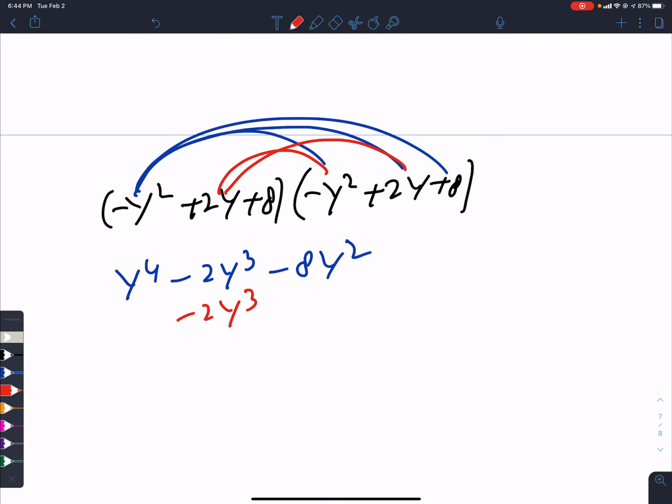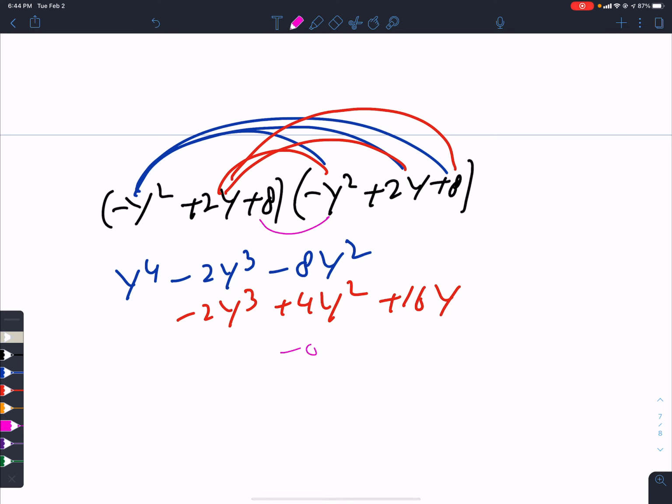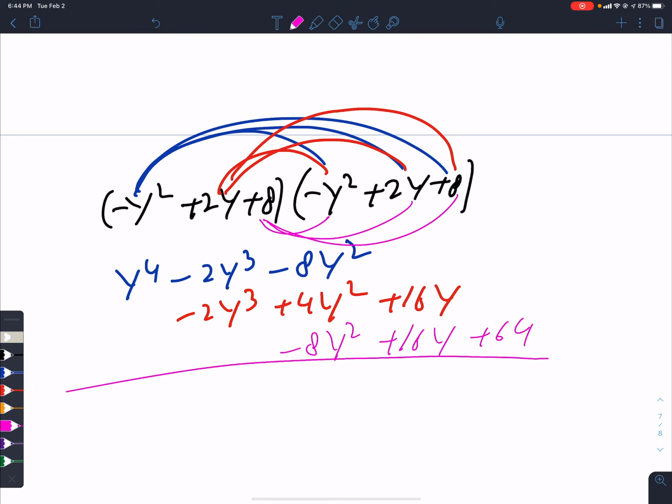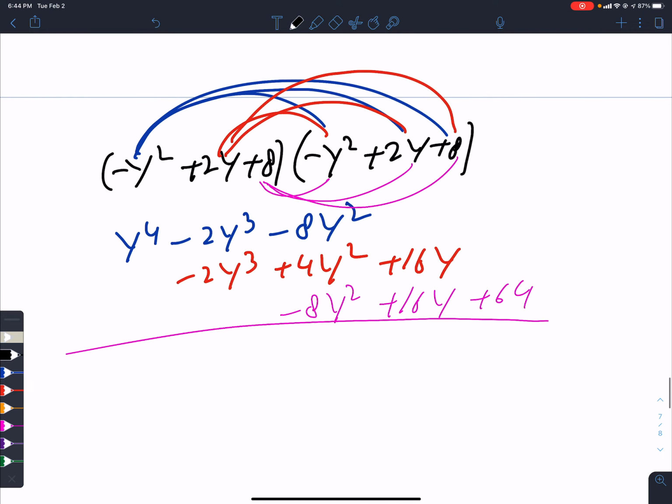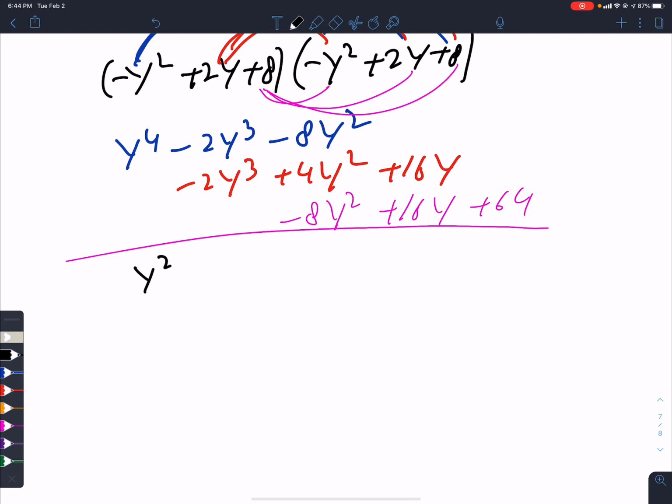It's going to be plus 4y squared. And the last distribution is going to be plus 16y. And then I'll do my 8. That's going to be minus 8y squared. This is going to be plus 16y. And that's going to be plus 64. I'm going to add all these up and get this horrendous looking thing here.